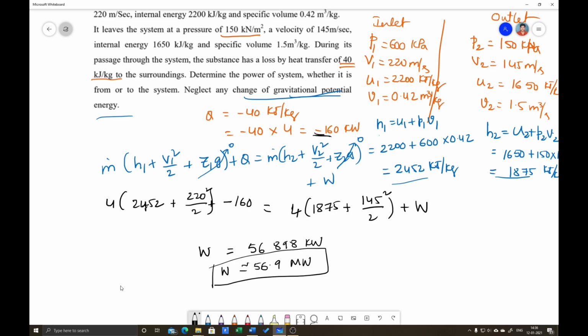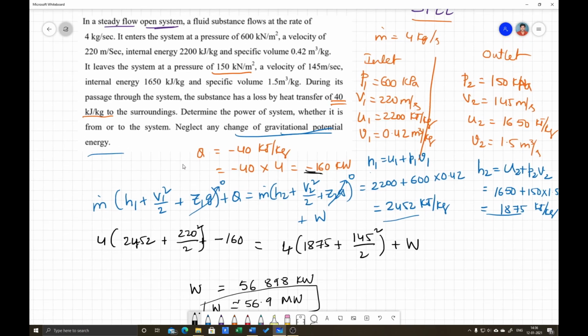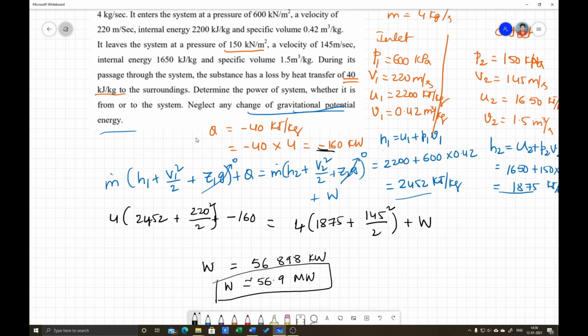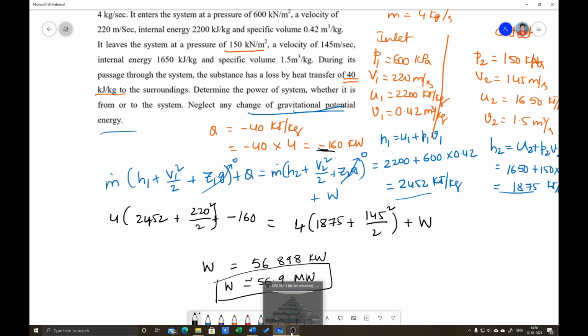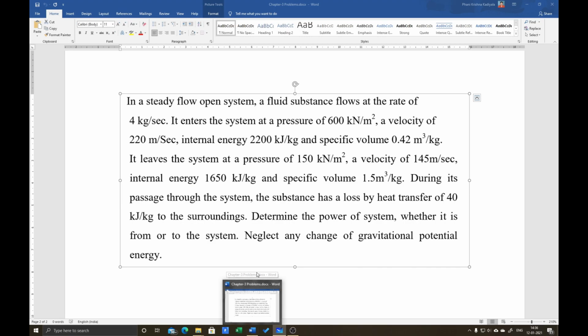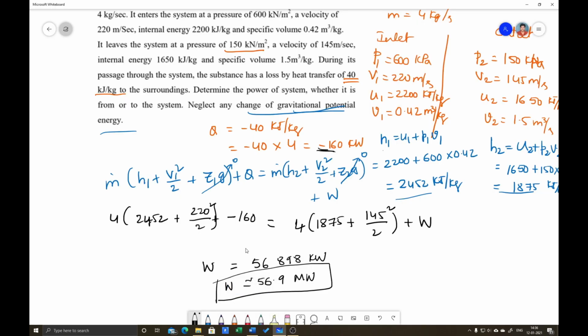So this is how you will apply first law of thermodynamics, and application of it is steady flow energy equation to a problem. These are the questions you will generally get in board exams. So solve these kind of problems already in the textbook, and from these questions what we have discussed today, similar type of question will be given in unit test. Okay.